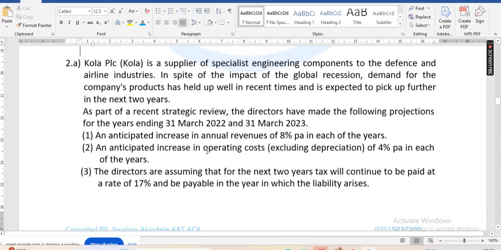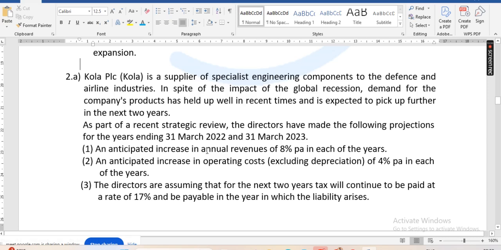You can see the question. When you see it, it's like two pages, right? Now, Kola is a supplier of specialist engineering components to the defense and airline industries.